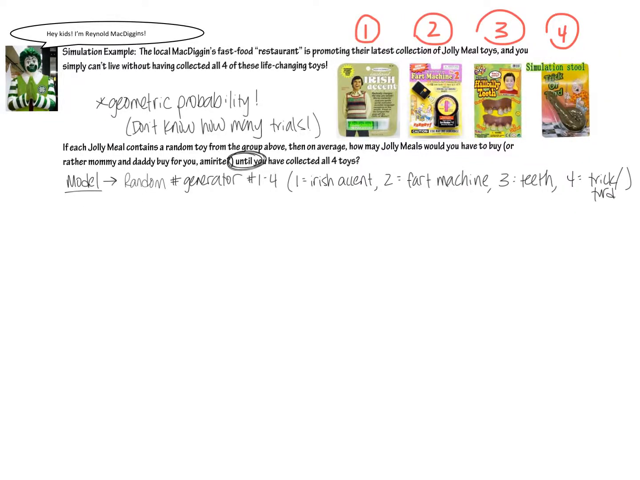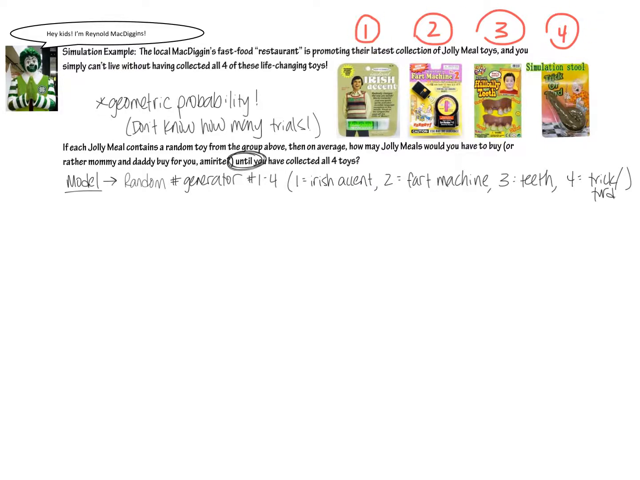So what I've done is I've written down what the model should look like, and the model is exactly how are your numbers going to represent everything and how are you going to do this. So I'm using a random number generator, and I'm only generating numbers 1 through 4, and I'm stating specifically what each of the numbers stand for. Each of the numbers stand for each of these that I have labeled up here.